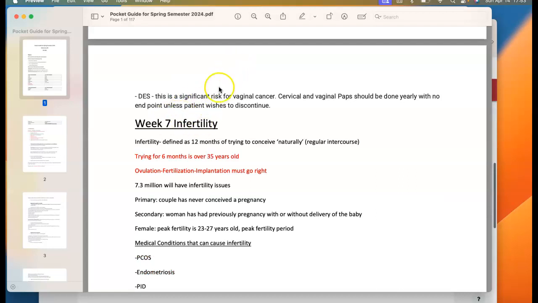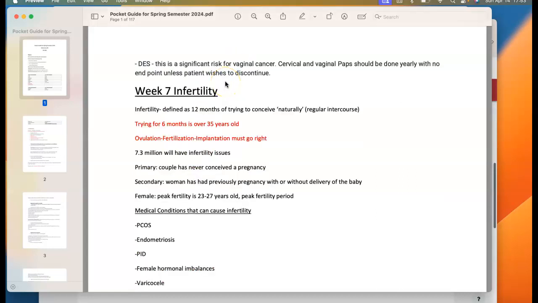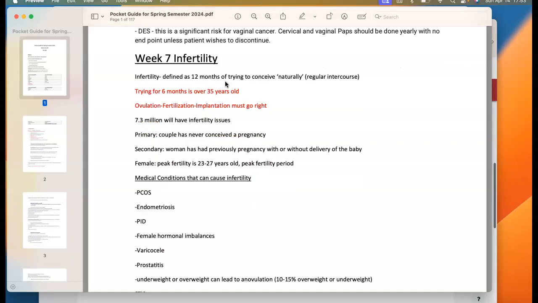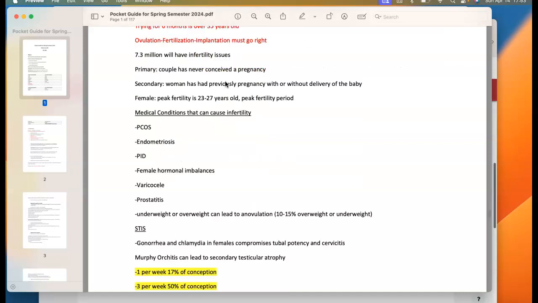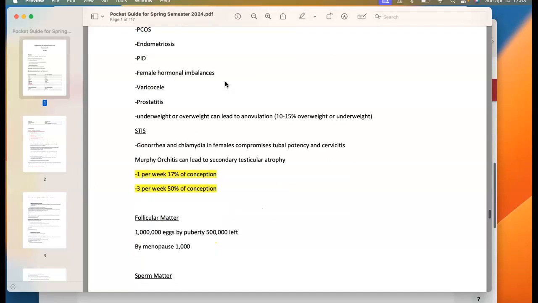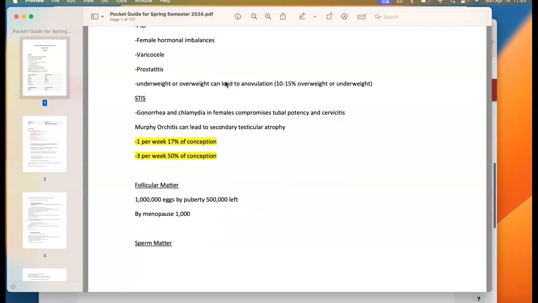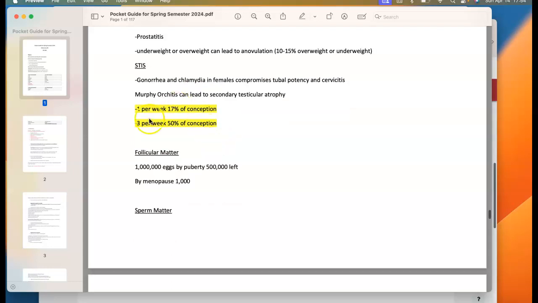And then we moved on to week 7, which was infertility, and I provided myself in my pocket guide a lot of just standard information about infertility, what can be the medical causes for infertility, and what to look out for in terms of STIs. And then the conception rate, if intercourse is once per week, 17%, three times per week, 50%.